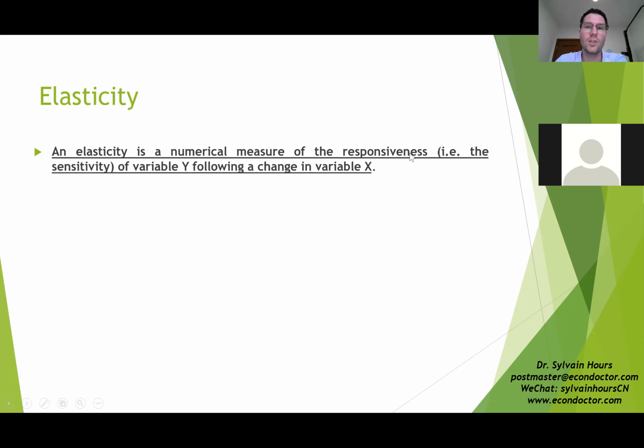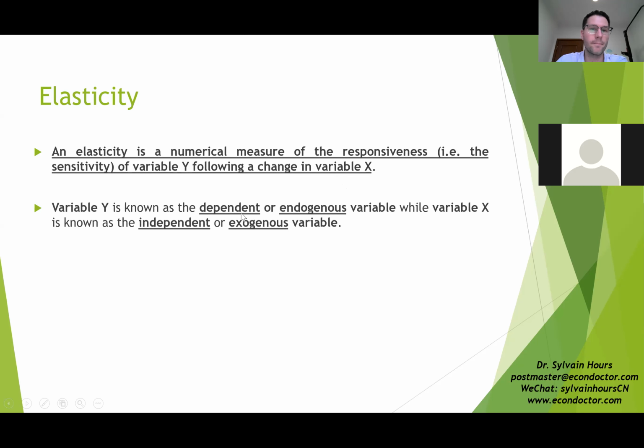So you change the value of one variable. Let's say we change the value of the variable x, and we look at what is the impact on the value of the variable y?